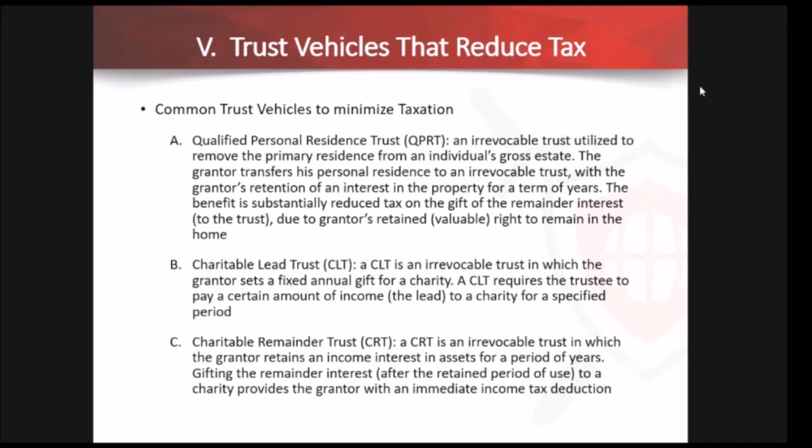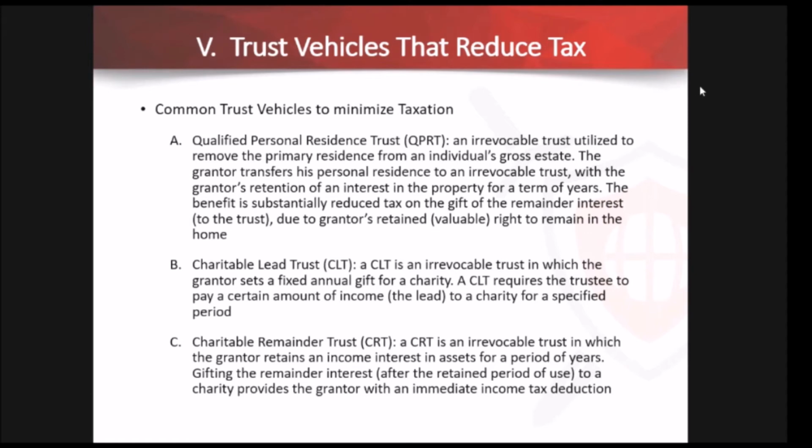Now, the downside, though, is that if you pick a term that is longer than your lifespan, then it collapses and it pulls the entire value of the property back in. Why? Because as we discussed before, you have retained an interest in a trust. So you have to decide at the planning level, depending on the age of the person, their health, the longer the term, the smaller the gift, but the larger the risk that it can be pulled back in. So that's it. But it's a great way to utilize this.